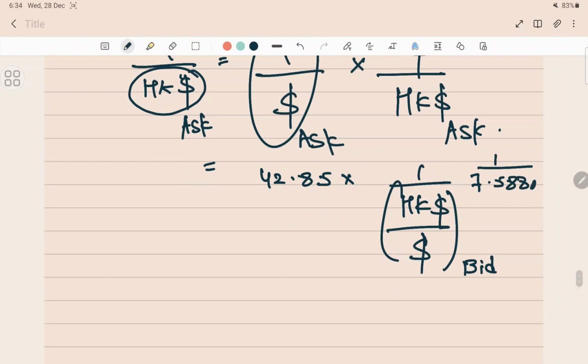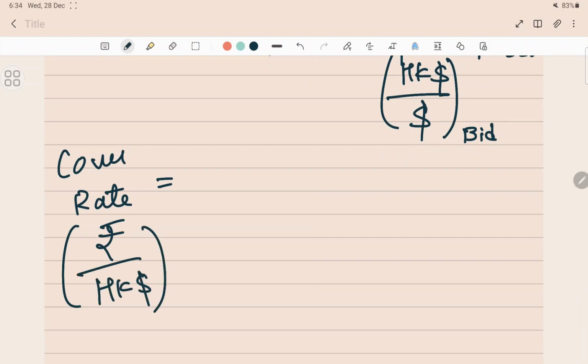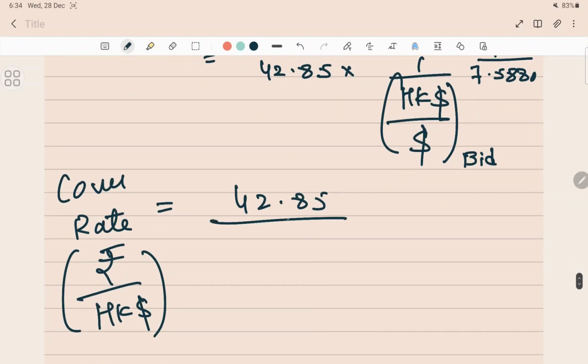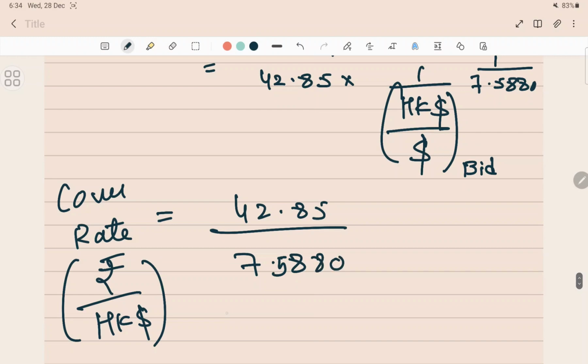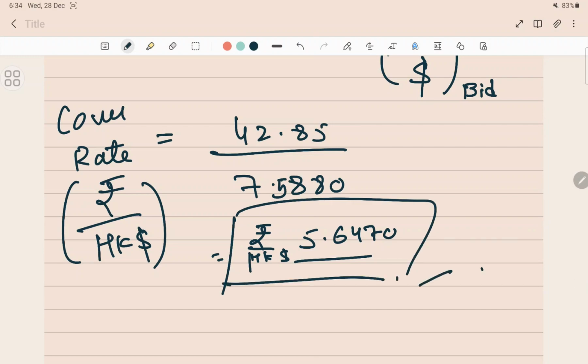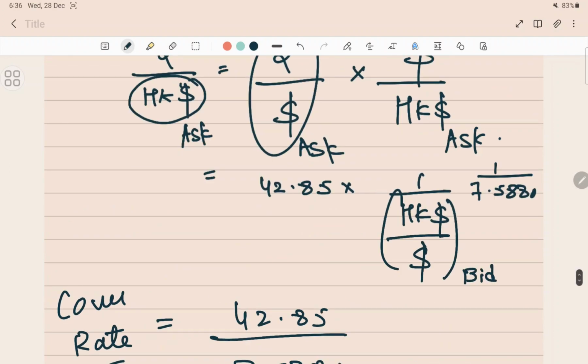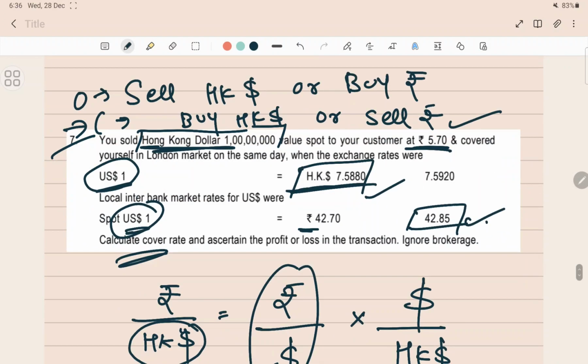So basically this cover rate of rupee upon HK dollar comes out to be 42.85 divided by 7.588, which is equal to 5.6470 rupee upon HK dollar. Okay, this is your final cover rate. With the help of this cover rate, you sell rupee or buy HK dollar. It's the same thing. This is your cover transaction. This is the same thing which I've already written. See this one, the cover position.